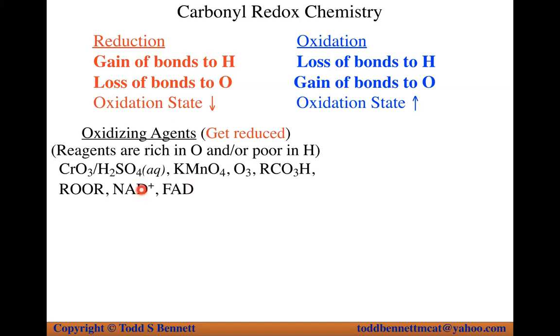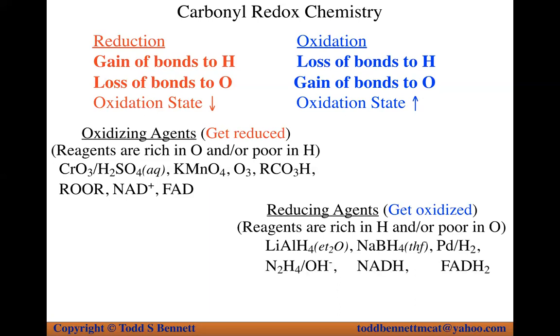FAD and NAD plus, excuse me, are considered to be poor in H because NAD plus can pick up an H minus and become NADH. FAD can pick up two H's and become FADH2. Because they are poor in H, they are oxidizing agents.